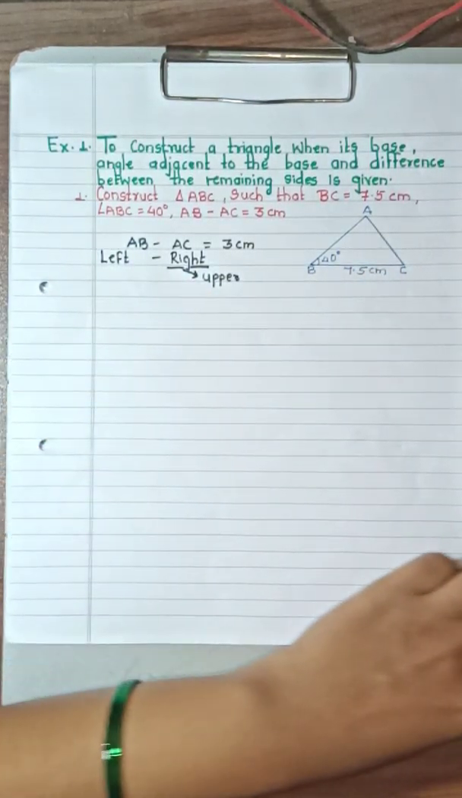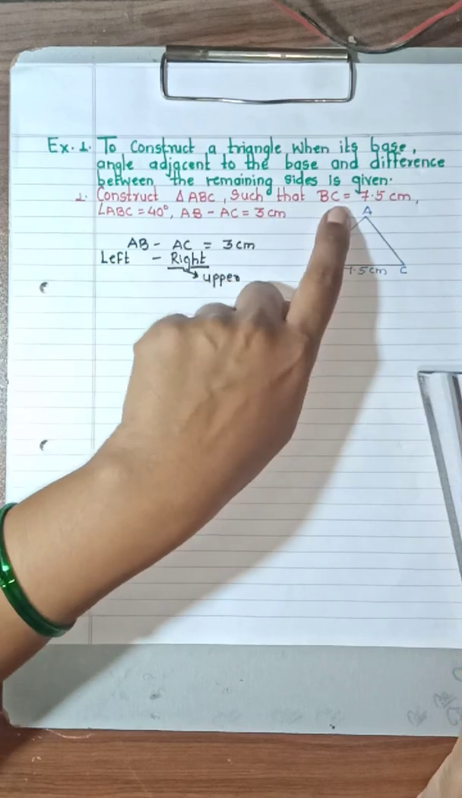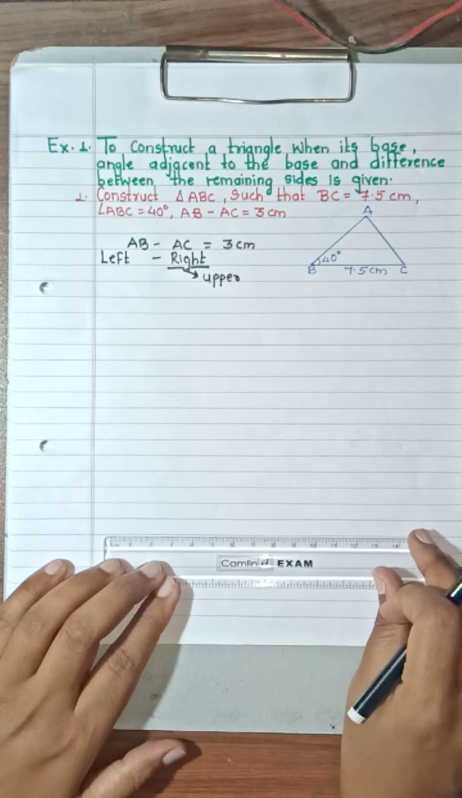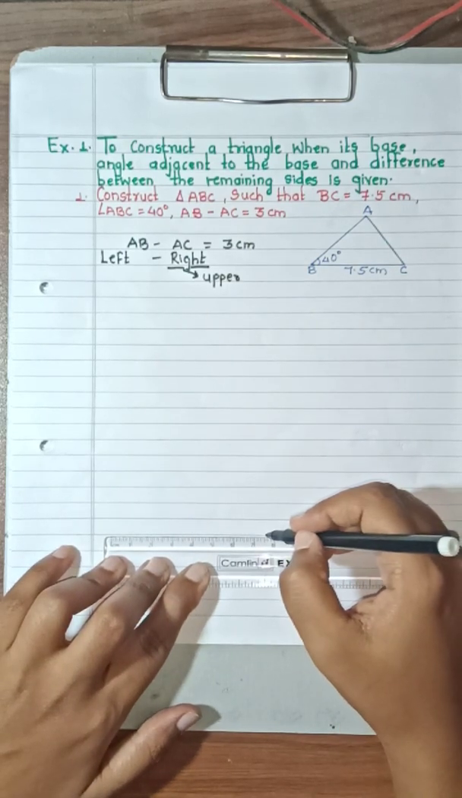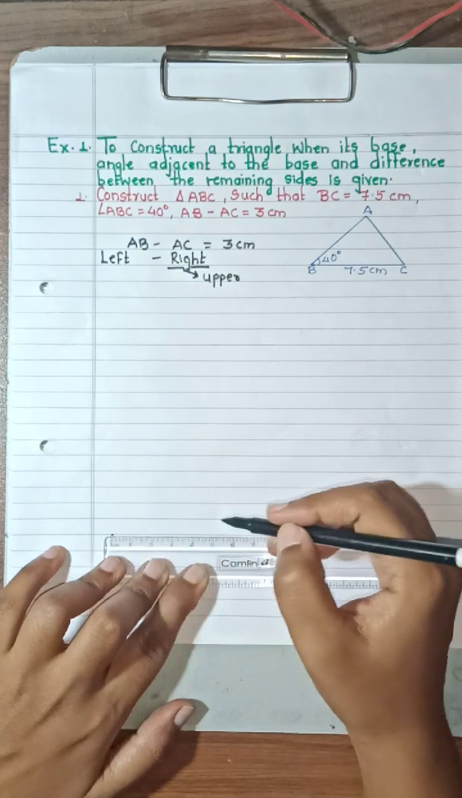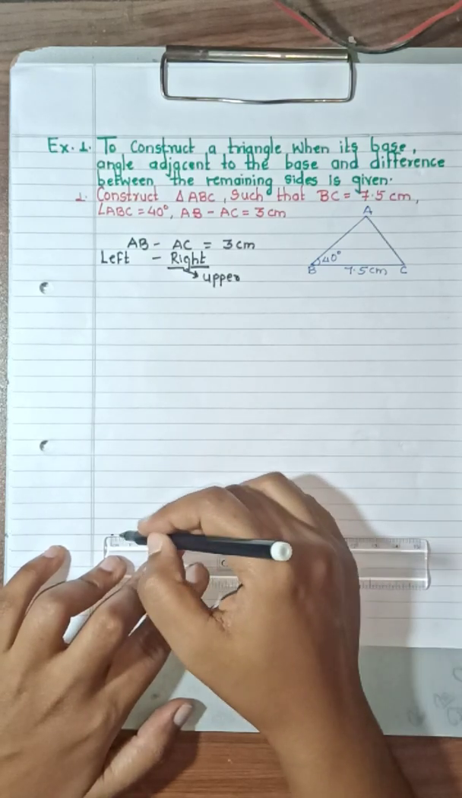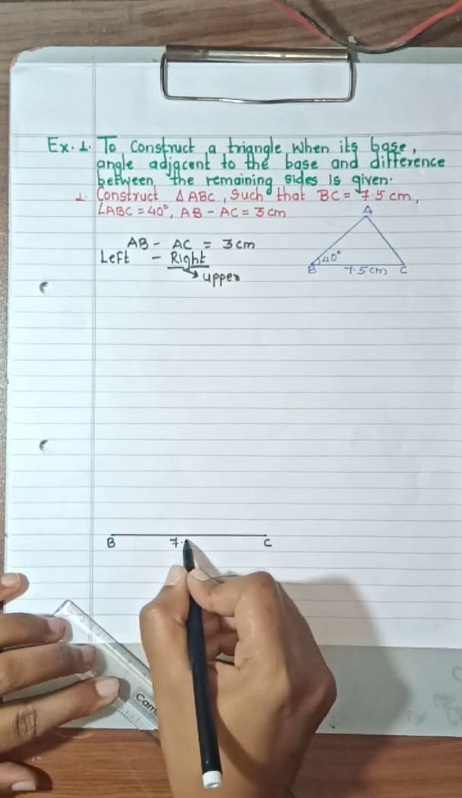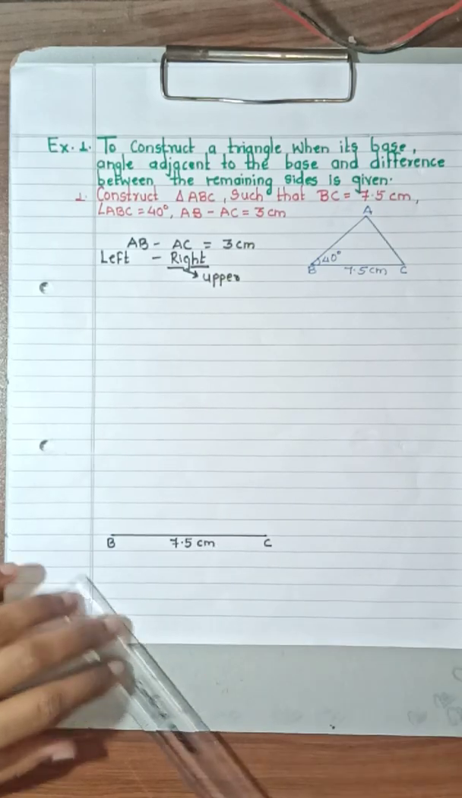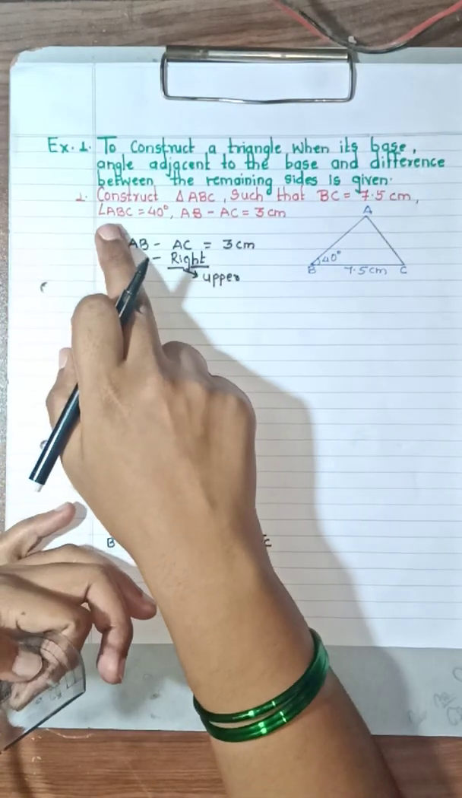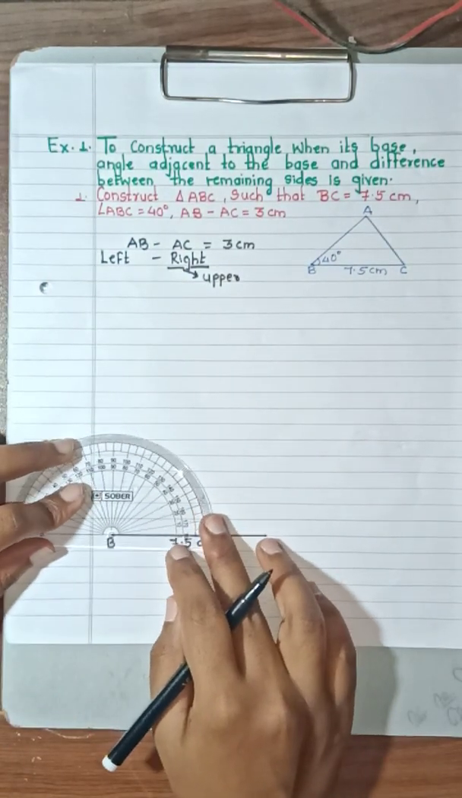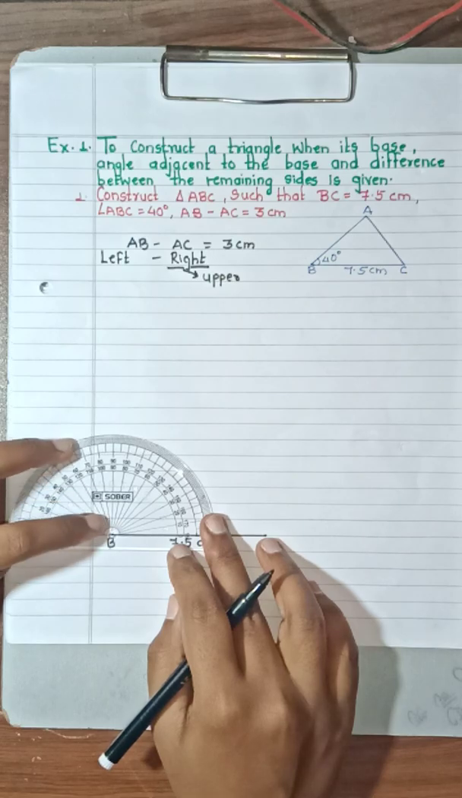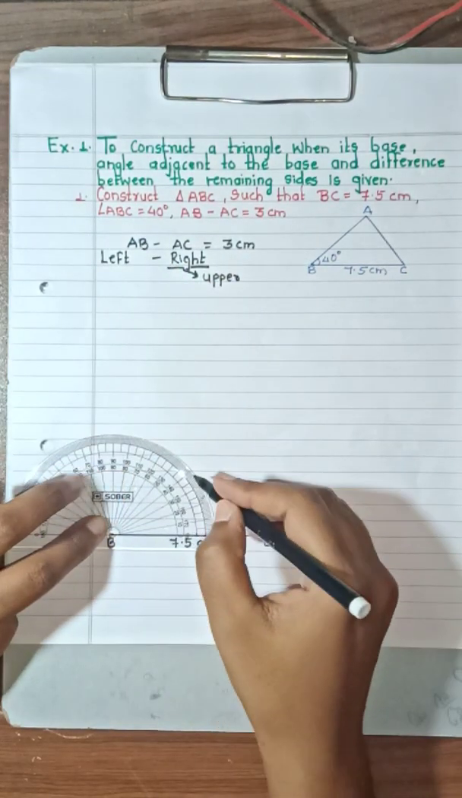Here they have told you to construct triangle ABC such that BC is 7.5. So we'll draw BC of 7.5 centimeters. After that they told you to take angle ABC of 40 degrees. Now I'll keep the pointer of this protractor over here, and the angle we have to take is 40 degrees. So it comes over here.